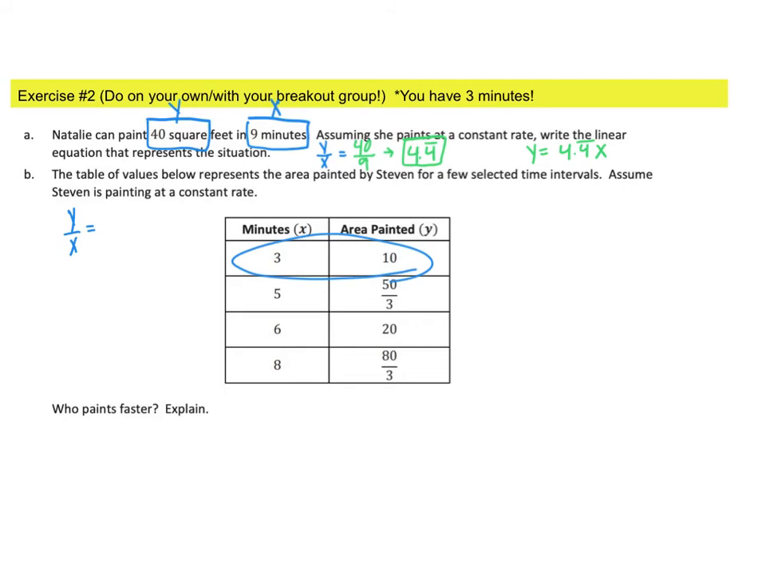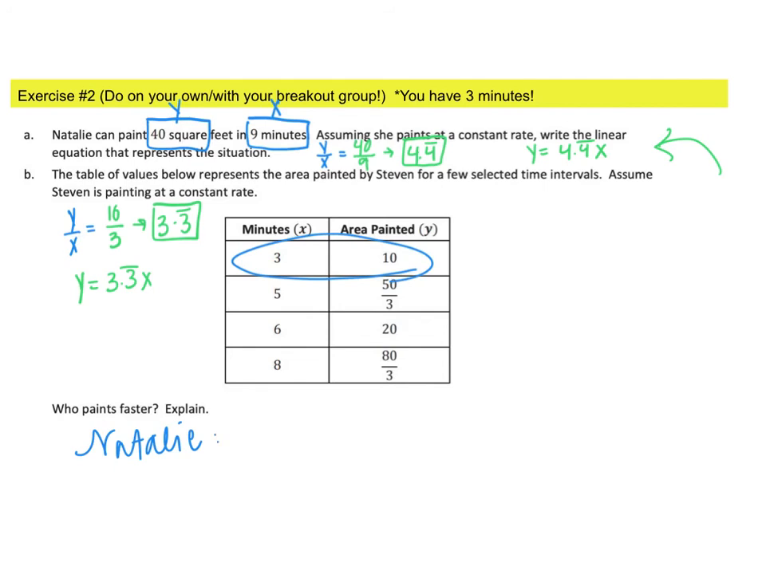Okay? For the second one, for my table, I have y is my 10 and x is my 3. And if I do 10 divided by 3 in my calculator, I get 3.3 repeating. So that's my constant right here. If I wanted to put this in an equation, it would be y equals 3.3x. Okay? Which one paints faster? Clearly, 4.4 repeating is faster. So this was Natalie.